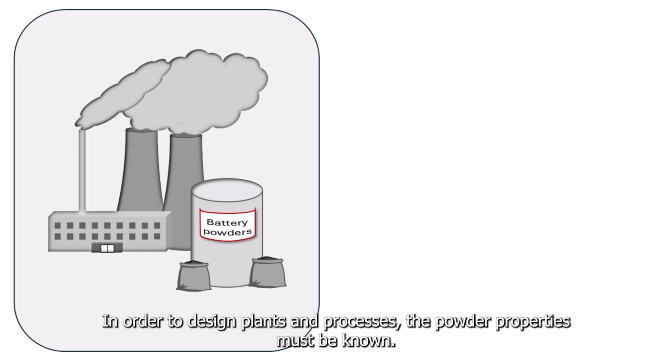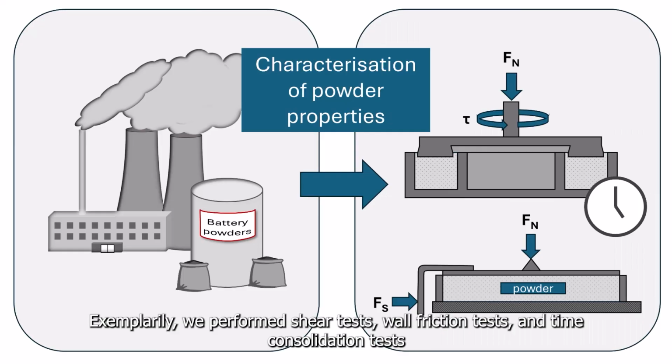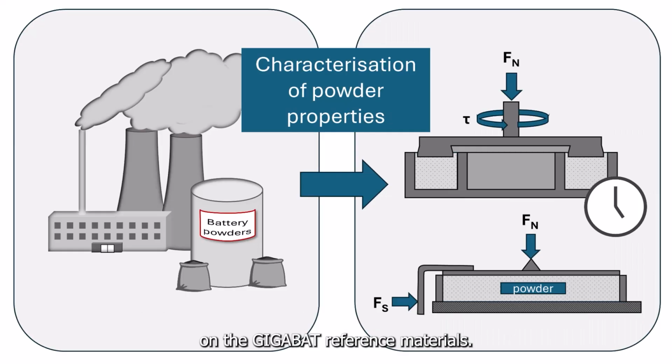In order to design plants and processes, the powder properties must be known. Exemplarily, we performed shear tests, Hall friction tests, and time consolidation tests on the Gigabat reference materials. These tests help estimate the expected powder behavior and are necessary for proper silo design.